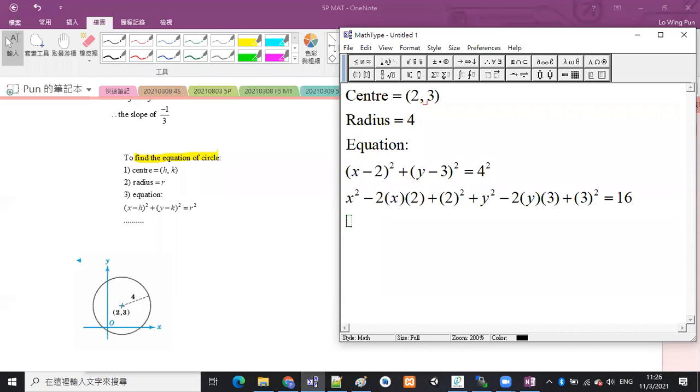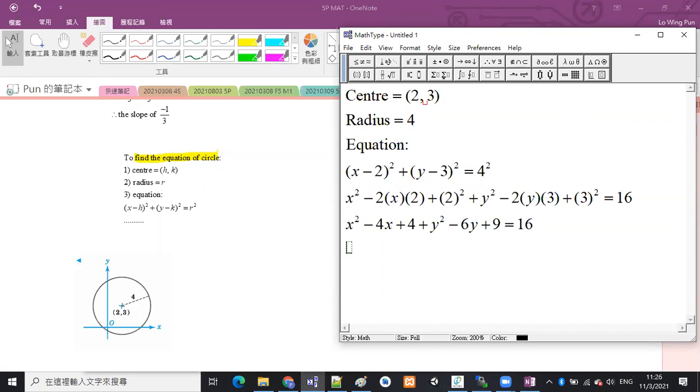And you get this? And then calculate like terms first. X squared minus 2 times x times 2 becomes 4x. And then 2 squared is 4. And then y squared minus 2 times y times 3 is minus 6y. Plus 9 is equal to 16.